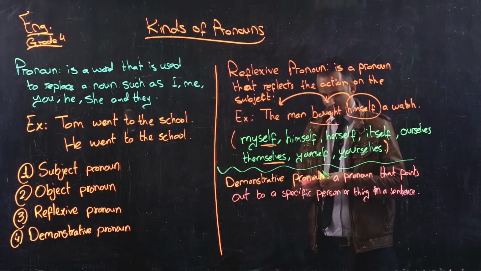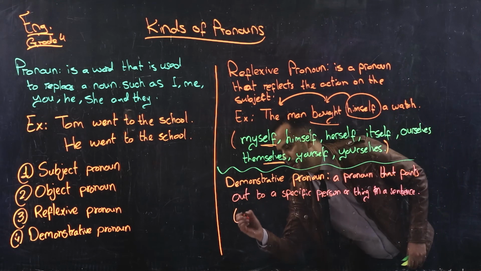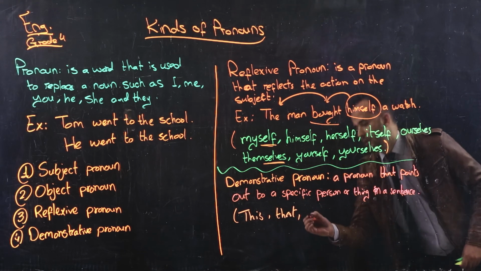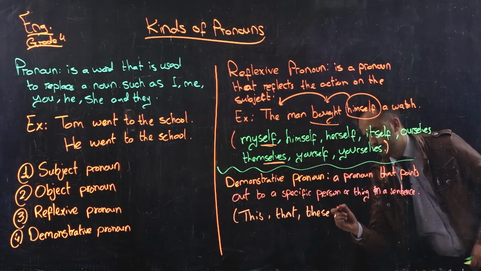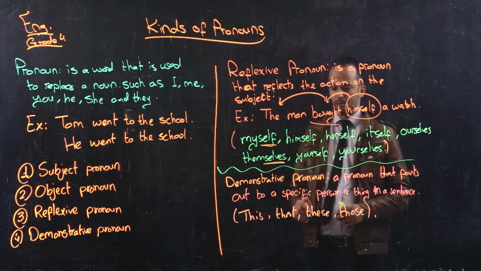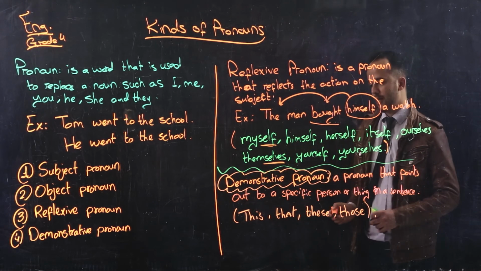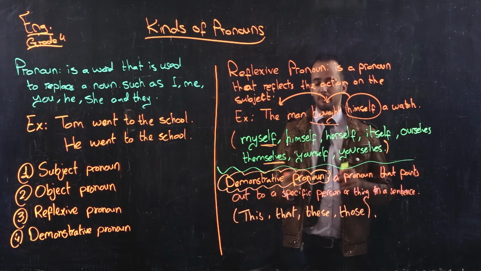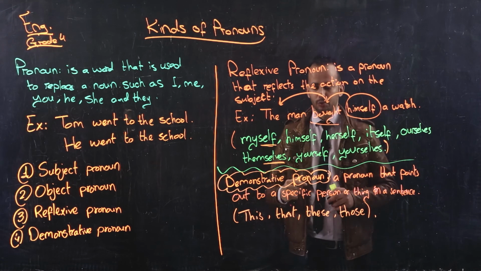For example, we have the demonstrative pronouns this, that, these, and those. These are the demonstrative pronouns we use in English. Now, each one of them has a different use. For example, this is a demonstrative pronoun that is used when you talk about a singular object or a singular person that is near to you.